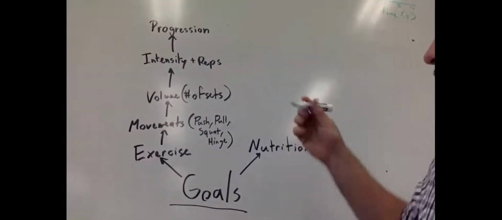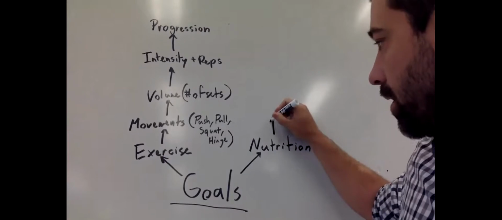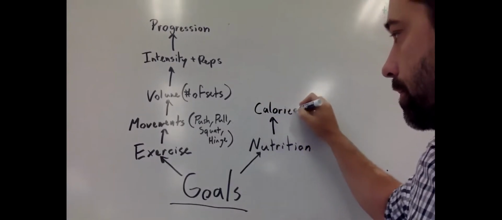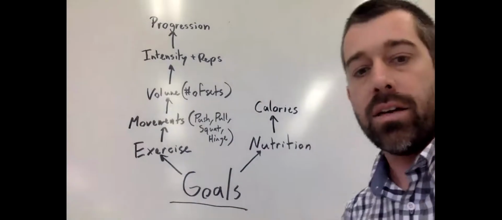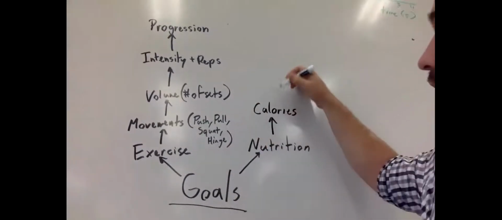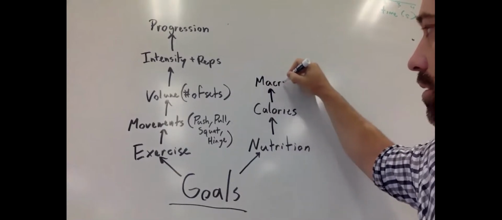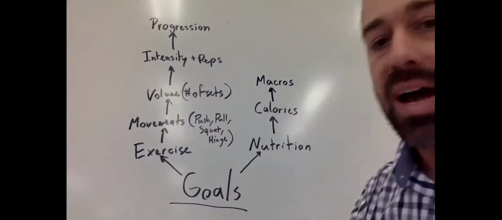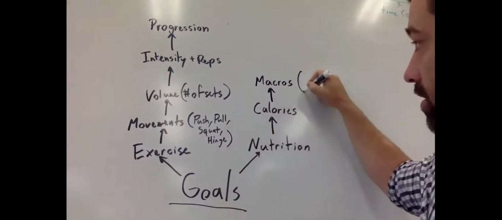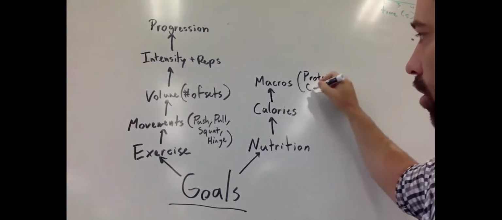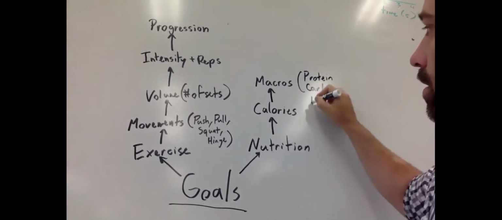Over here on nutrition, our number one thing we're going to talk about is calories. Okay, just how much food are you eating? Our number two thing we're going to think about is macros, macronutrients. So that is protein, carbs, and fat.